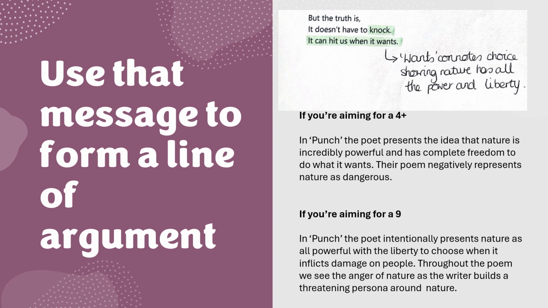Now, if you're aiming for a 9, you want to go into as much detail as you possibly can with their message and to really explain it in a lot of depth. So what you'll notice between a 4+ essay and a top scoring essay is the depth of the writer's intention, the writer's message, the writer's feelings. They'll be really clear. So in Punch, the poet intentionally presents nature as all-powerful, with the liberty to choose when it inflicts damage on people. Throughout the poem, we see the anger of nature as the writer builds a threatening persona around nature. So it's very similar to the 4+ introduction, but it is a lot more in depth. So that's really important. Depth is your friend.